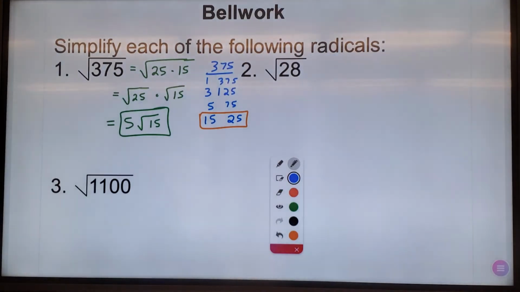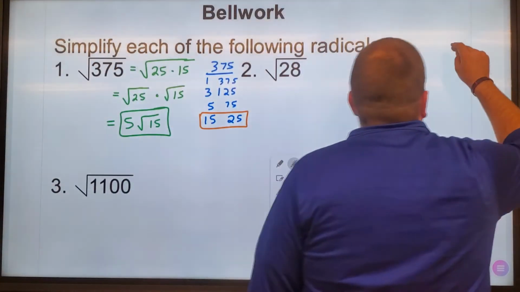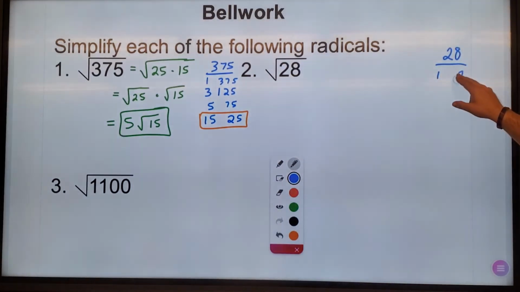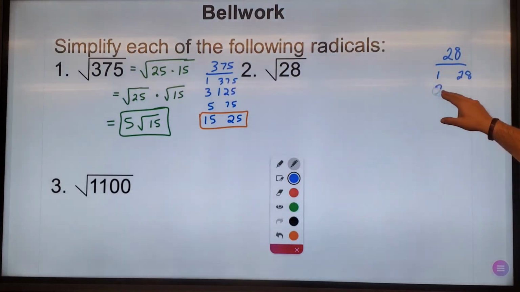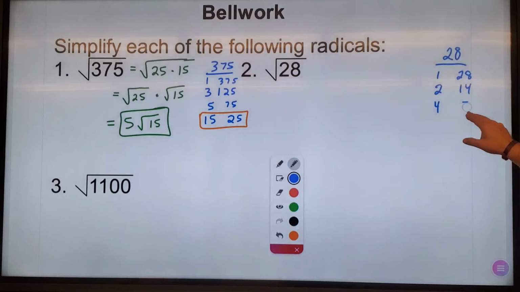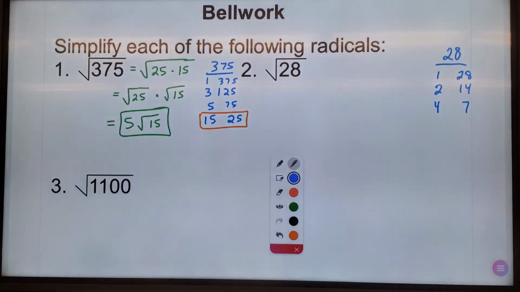Second one there, square root of 28. Again, I'm going to take 28 and factor it out. I have 1 times 28. 2 times 14. 3 does not work. 4 times 7. And that's my entire list now. I'm going to find the largest perfect square factor. 28 is not. 14 is not. 7 is not. So again, as I stated on the other side, I'm going to go to that left side and work my way up. 4 is a perfect square, so I can stop there.